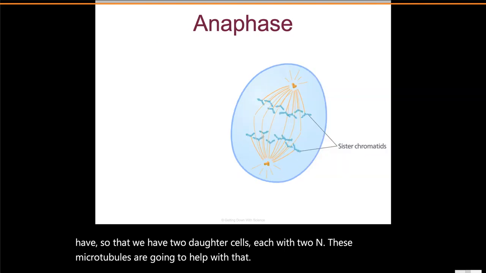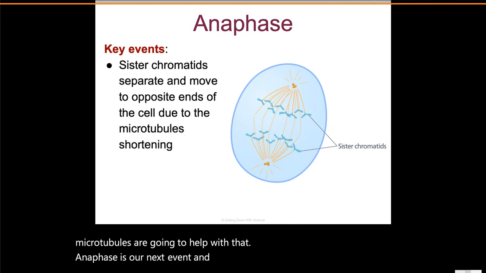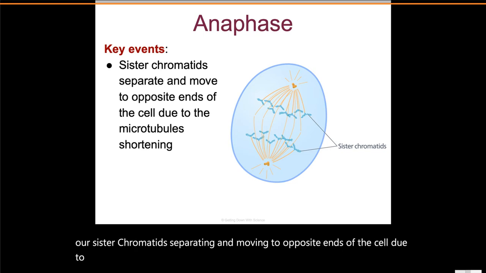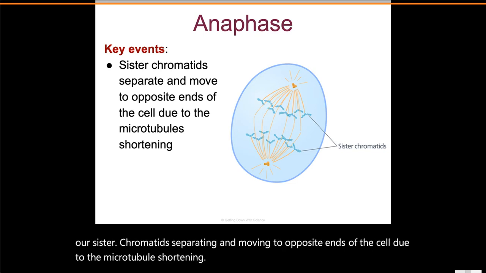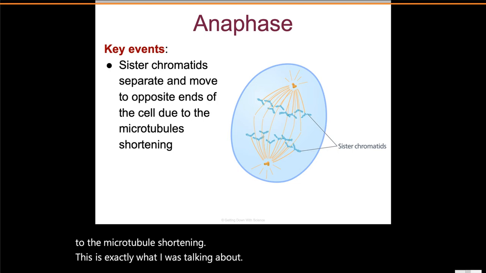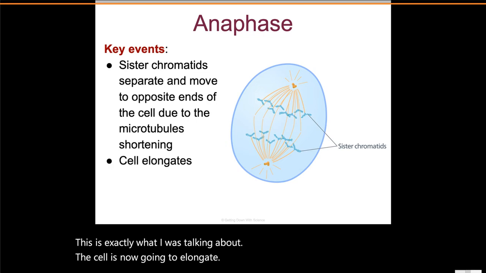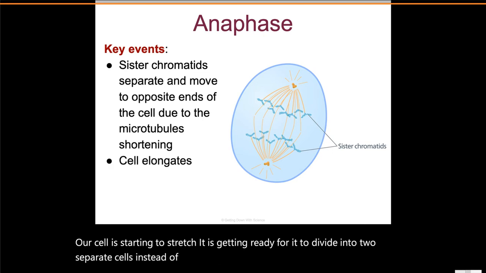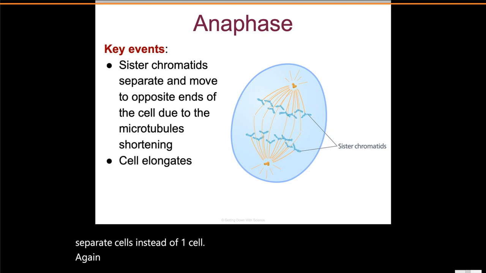Anaphase is our next event. And the key events in anaphase are going to be our sister chromatids separating and moving to opposite ends of the cell due to the microtubule shortening. This is exactly what I was talking about. The cell is now going to elongate. Our cell is starting to stretch. It is getting ready to divide into two separate cells instead of one cell. Again, reminder, our end goal of mitosis is two identical diploid cells.